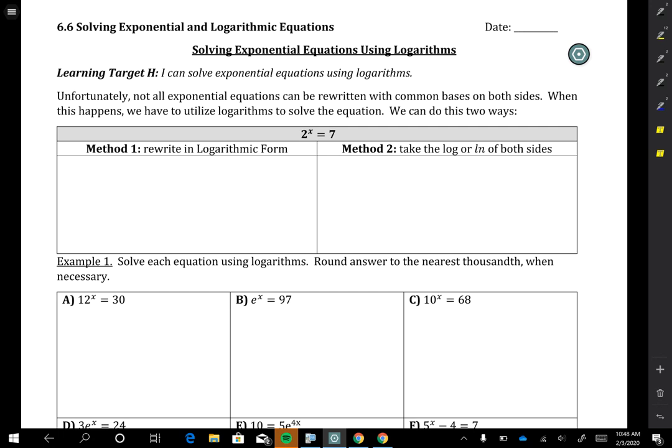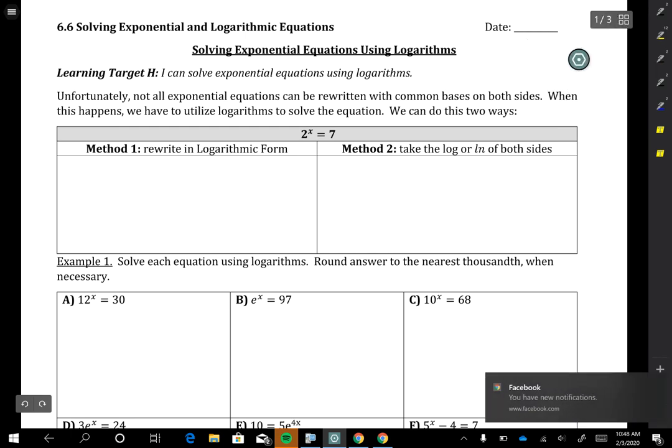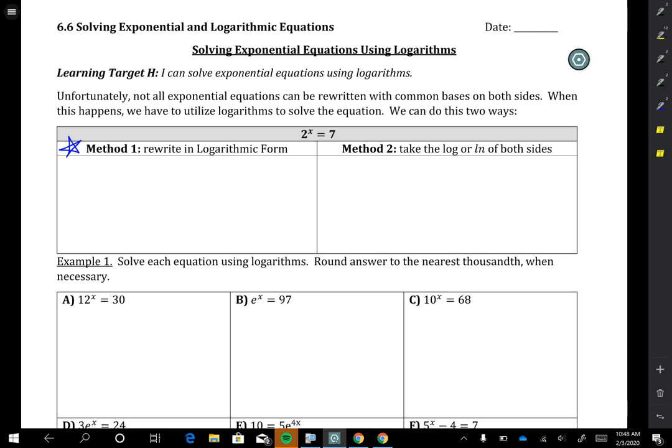When we're solving exponential equations using logs, what we've done in the past is we've rewritten both sides of the equations with a common base, but we can't do that all the time. So we actually have to change it to log form. Now, this is my first method I have here in this box, and what we can do to solve this equation. We also have another method, which is taking the log or natural log of both sides, but that's not our main method, so I'm going to talk about that in class just briefly. And if method 1 doesn't work for you, we can always explore that method.